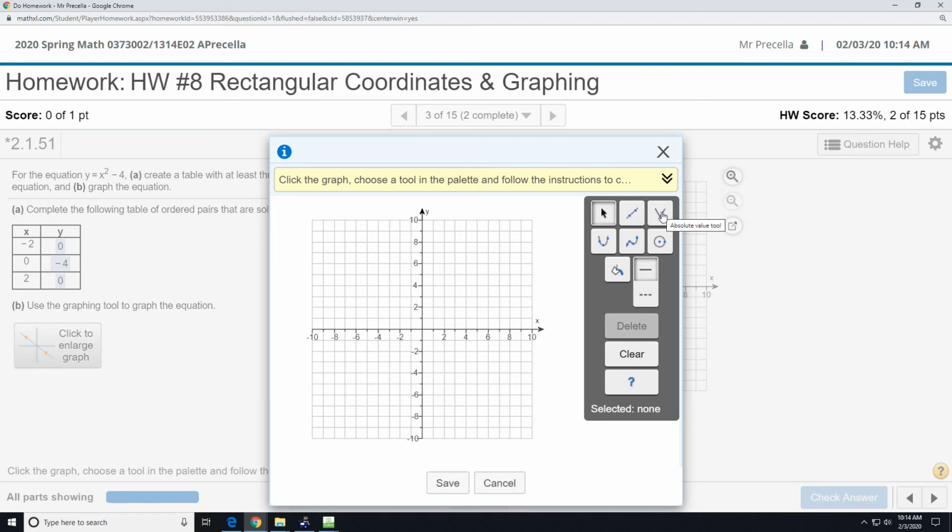Let's see the next tool. Absolute value tool. Well, are there any absolute values anywhere here? No, so I'm guessing it's not an absolute value. Let's come right here and look at this tool. And y'all, it's sort of hard to see that little writing. If you hover the mouse over, it gives you a name. It says 3-point quadratic. Huh. Quadratic means x squared. Do we have 3 points? Yeah. So on number 3, you're going to use the 3-point quadratic tool right there.